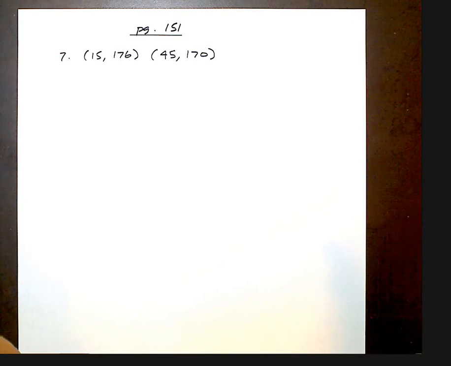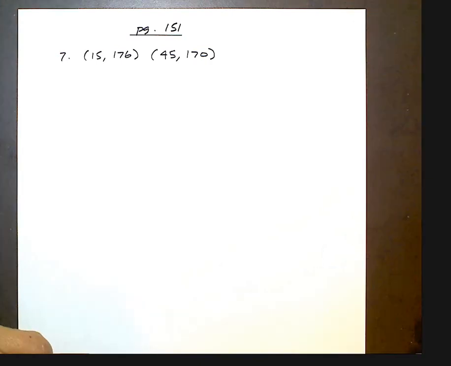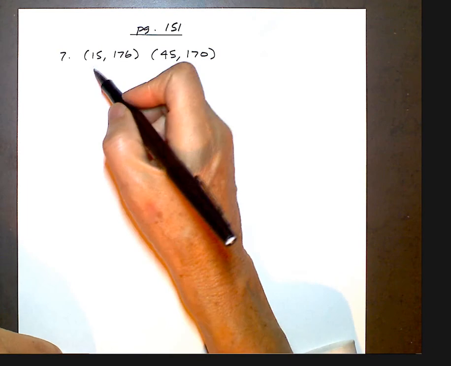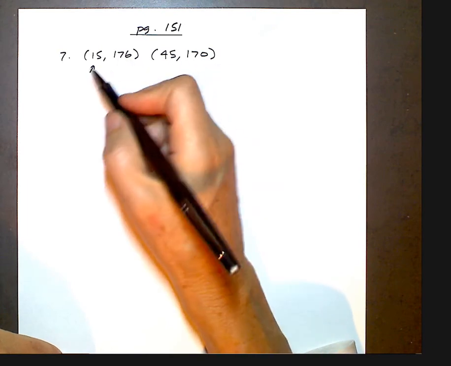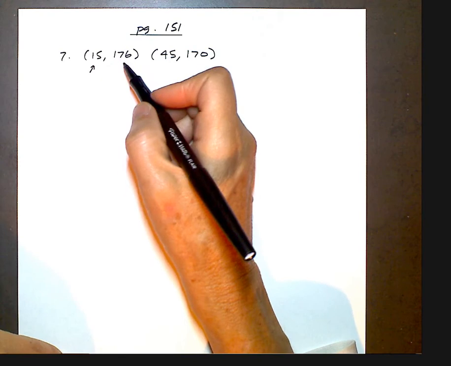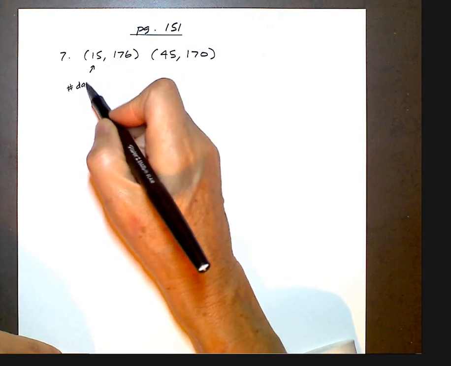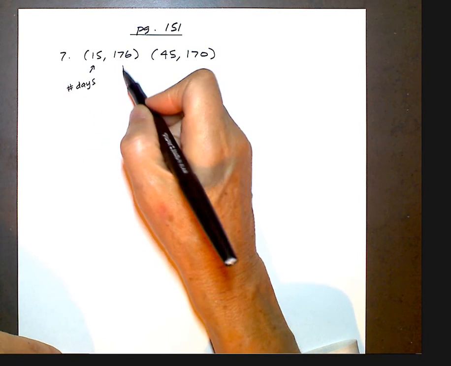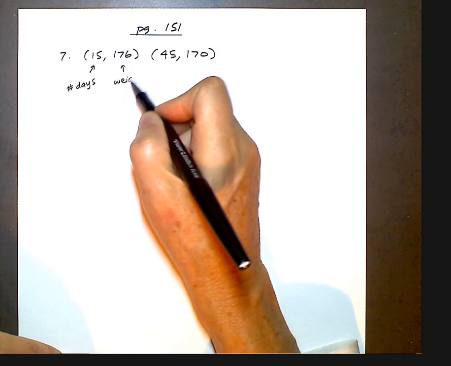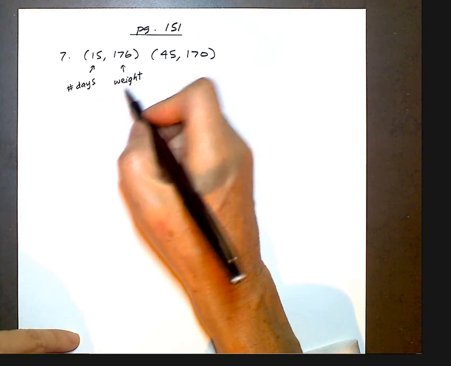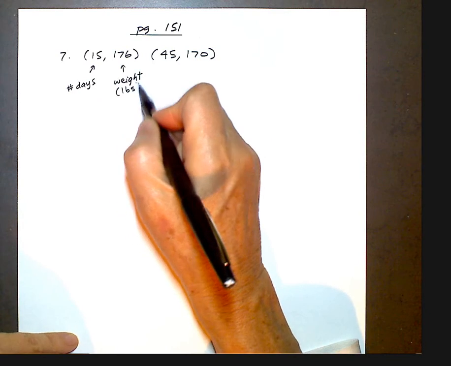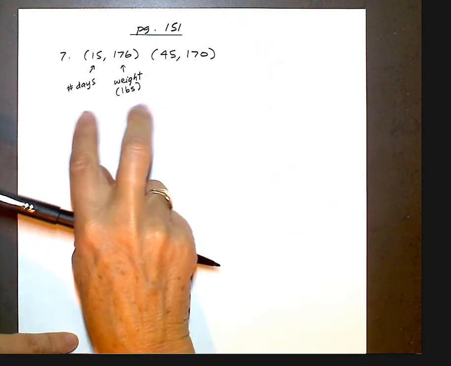Okay, this is number 7 on page 151, and in this problem we're given basically two data points. We're told that Alan's on a weight loss program, and on the 15th day he weighed 176 pounds. So we're going to let X be the number of days he's on a diet, and Y, or F of X, which is the same as Y, be his weight in pounds. So we're given these two checkpoints here.